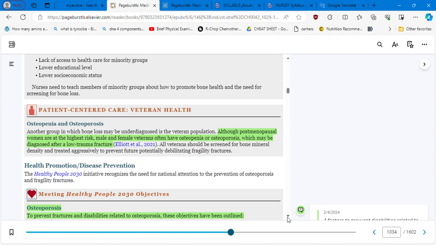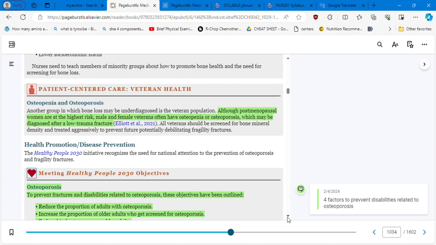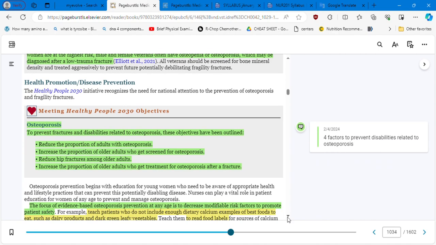Osteopenia and osteoporosis. Although postmenopausal women are at high risk, male and female veterans often have osteopenia or osteoporosis, which may be diagnosed after a low trauma fracture. Those are things that we need to consider as well.